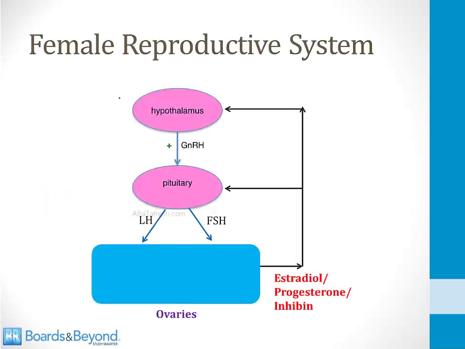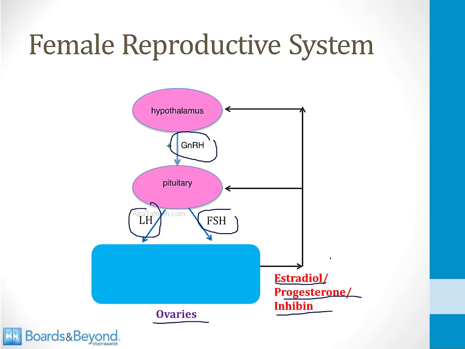By way of review, the female reproductive system involves the hypothalamus releasing GnRH onto the pituitary gland, which when stimulated will secrete LH and FSH, which can then go and interact with the ovaries. The ovaries then produce estrogens like estradiol. They can also produce progesterone. They can also produce inhibin, all of which can feed back on the hypothalamus and the pituitary.